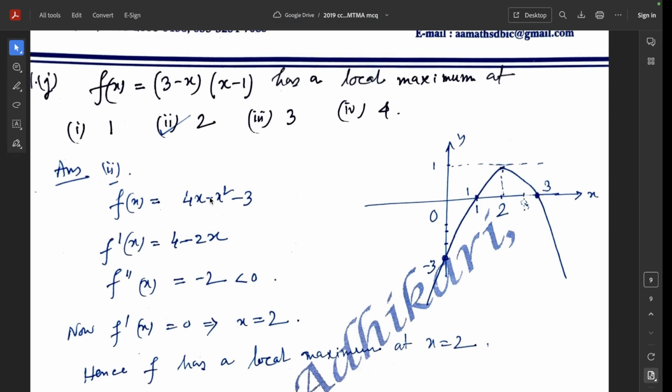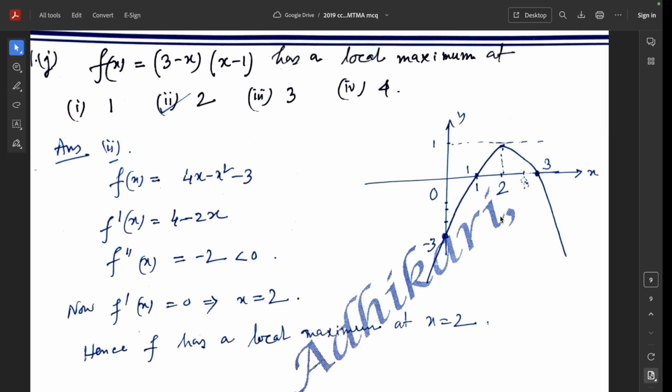Obviously, f(x) equals 4x minus x square minus 3, expanding this. f dash x equals 4 minus 2x, f double dash x equals minus 2, which is negative, and f dash x equal to 0 gives x equal to 2. So for x equal to 2, we get f double dash x equal to minus 2, negative. So obviously f has a local maximum at x equal to 2. This completes the MCQ answers of the real analysis part, and thank you.